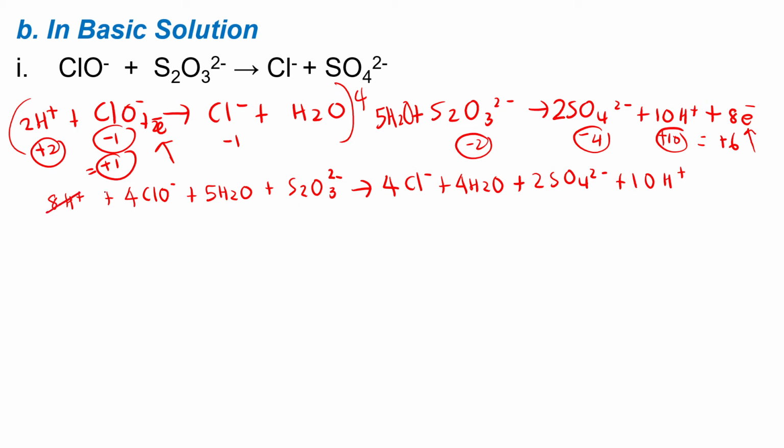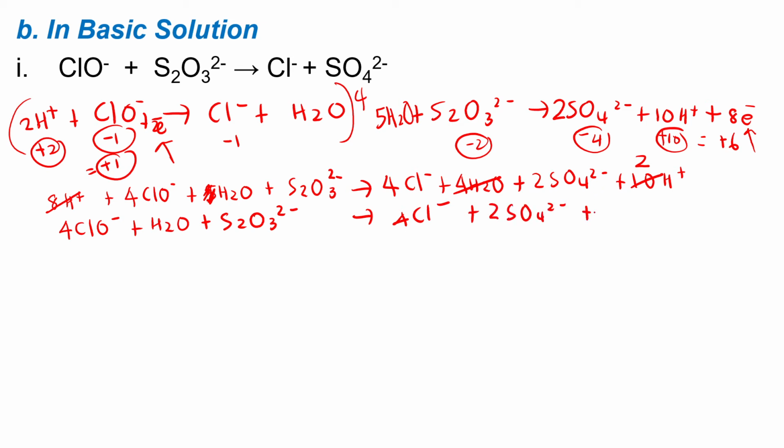So this one is 8, 10 minus 8. So we have 2H plus left on your right hand side. So here we have 5H2O, here is 4H2O. So 5 minus 4, we have 1H2O. Okay, so the overall equation: 1H2O plus S2O3 2 minus produce 4Cl minus plus 2SO4 2 minus plus 2H plus.